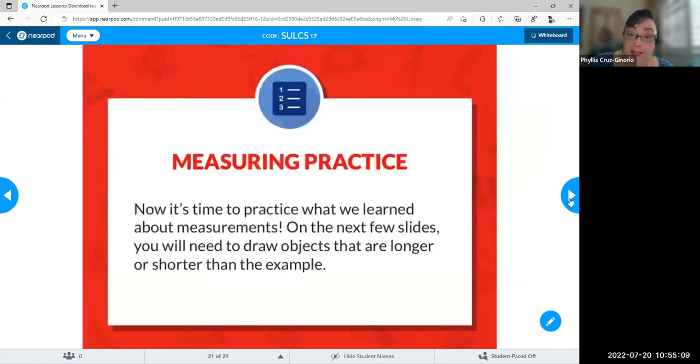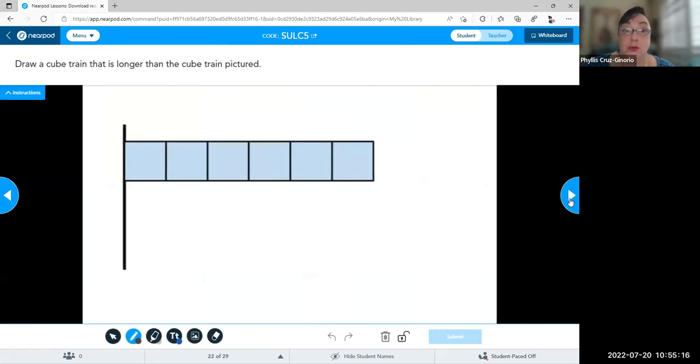It's time to practice what we learned about measurements. On the next few slides, you will need to draw objects that are longer or shorter than the example. Oh, look, they drew a starting line. There it is. On your mark, get set. Draw a cube train that is longer than the cube train pictured. Can you do that underneath? It says longer. Okay, so don't draw a short one, draw a longer one.